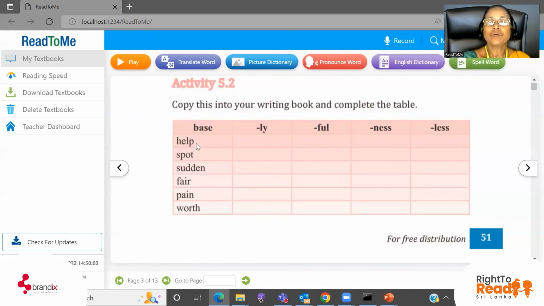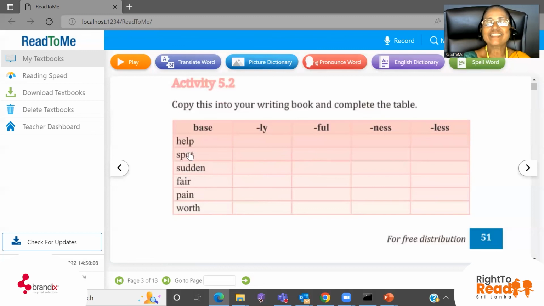Now, you used these suffixes for the verb help, base help. Now, in the same way, you have to use these suffixes for these words. Spot, do we say spotly? No. There aren't some words, but there are some words that you can form using these suffixes. And sudden, yes, suddenly. Suddenly, I remembered the word.